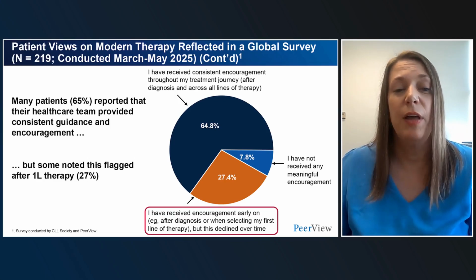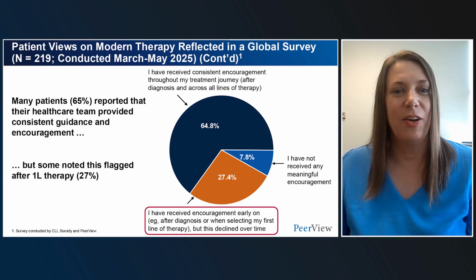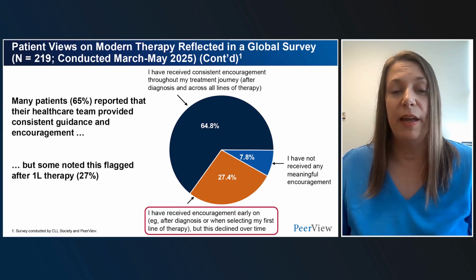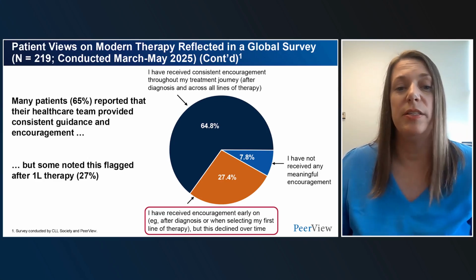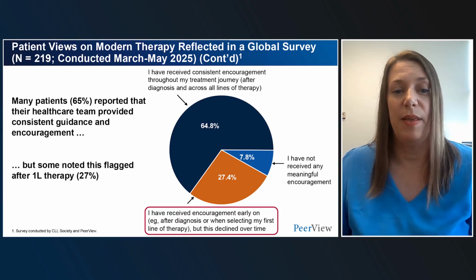Interestingly, though, a little over a quarter of patients noted that after frontline therapy, their guidance and their encouragement decreased. And probably a lot of this is due to either lack of data or lack of familiarity with what we're going to do with patients as they're treated in the second line and beyond. A very small minority of patients said they didn't receive any meaningful encouragement in their CLL.